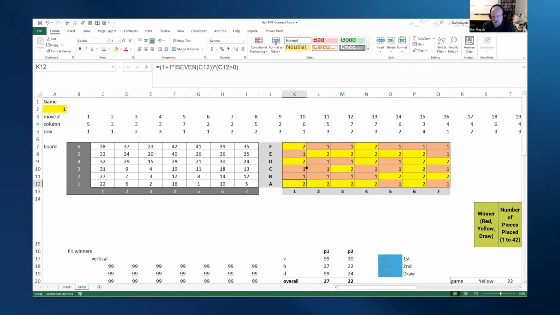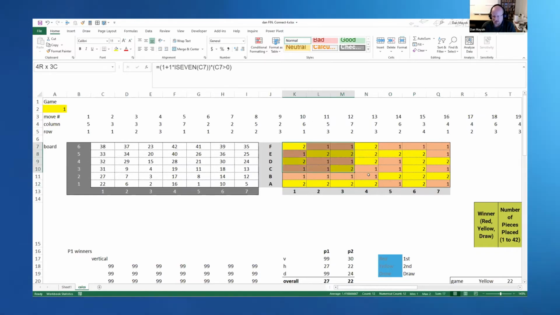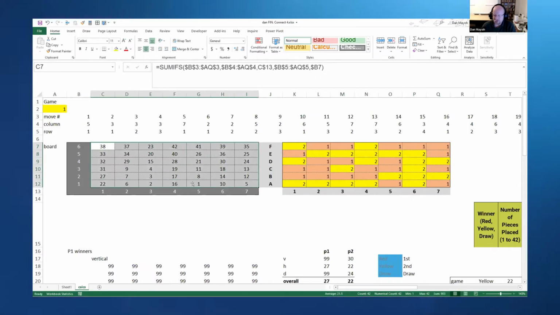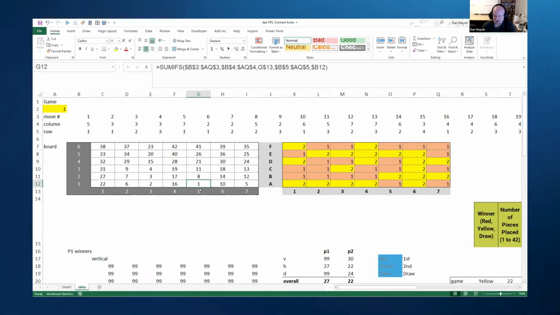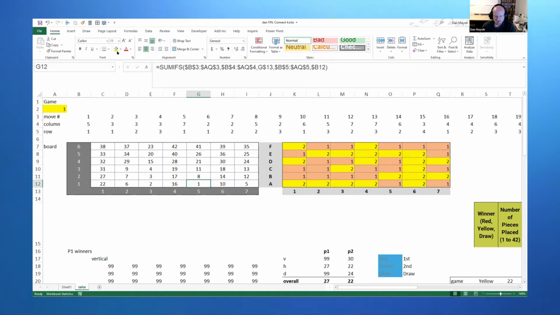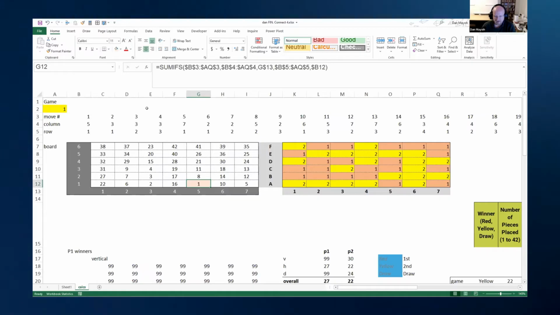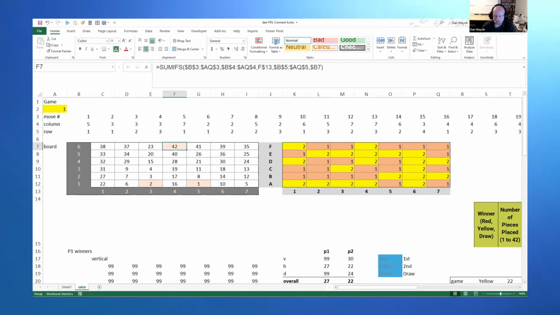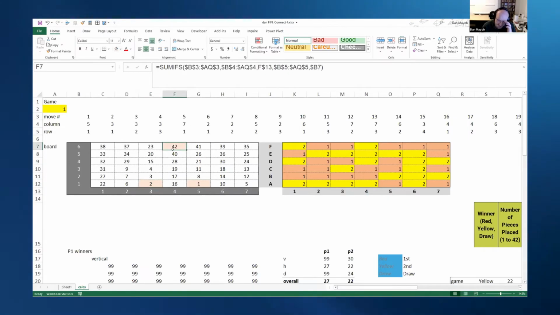So the way I went about this, adjacent to that, I've got here the board with the numbers 1 through 42 being the sequence that each piece was placed. And so this here is the number 1. That is the first piece that was placed. And then number 2 was the second piece that was placed, and so on, all the way up to number 42, which is the last piece that was placed.